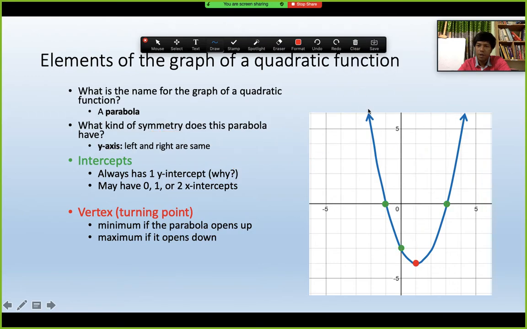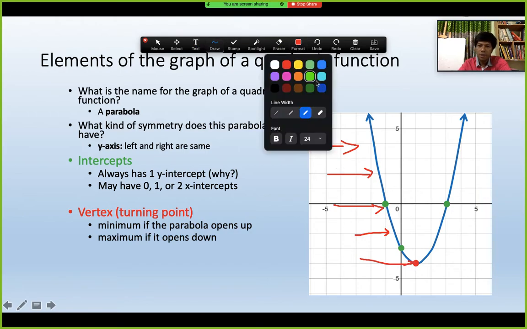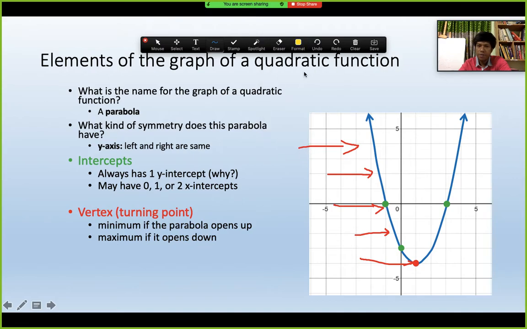And the vertex is the point where the parabola gets the turning. So you see, this is the parabola, this is the vertex. After this vertex, the parabola starts going in another direction. So based on our regular approach, you come from left to right, so the graph goes down, goes down, goes down, up until here the graph goes down. Then after that point, the graph actually starts going up. See, the graph goes up, up, up.